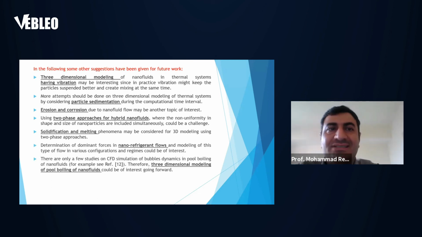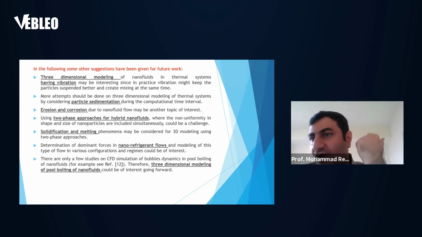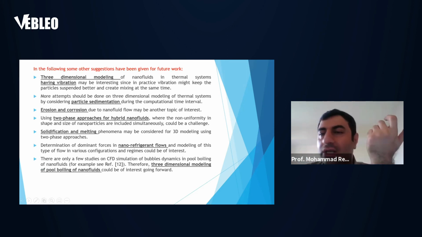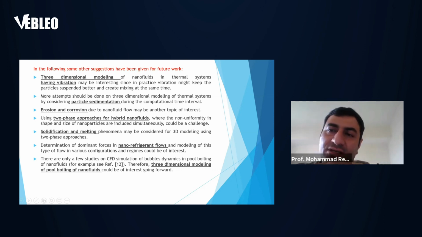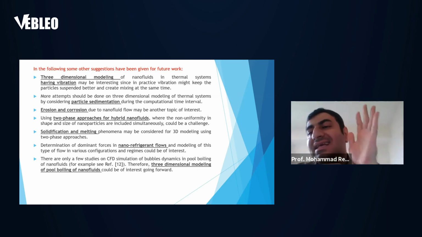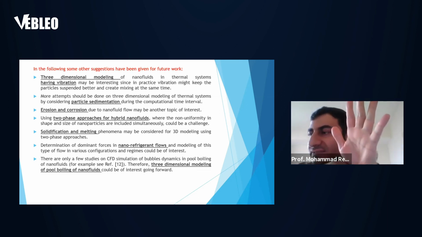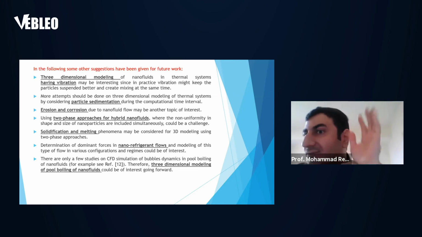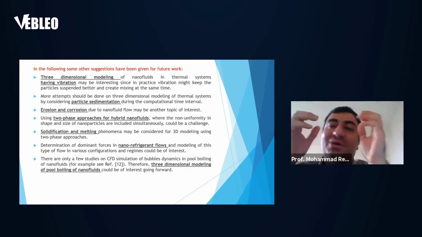Some other idea is, for example, do not use two-dimensional modeling because most of the work on nanofluid is 2D. Please go for 3D and add, for example, some vibration to the fluid. Or particle sedimentation, erosion, corrosion, solidification and melting, or pool boiling of nanofluid: not much work has been done in the world yet. In each of these topics, if you search for numerical modeling, there are fewer than 10 papers. I'm telling you, I searched again last week. There are fewer than 10 papers in each of these topics in the world that have been published on nanofluid. So still they are fresh.